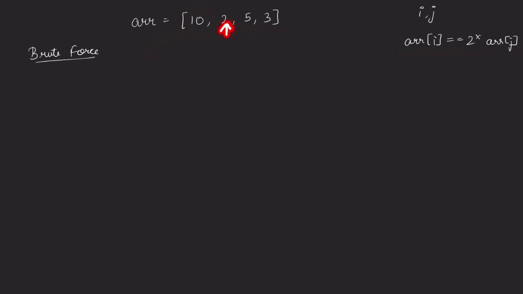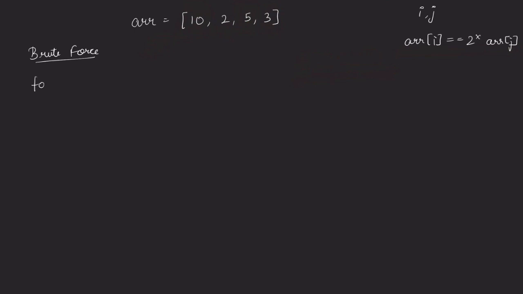Then you will fix 2 and you will compare 2 times 2 with 10, 5 and 3. Again, the condition won't be true. Then you will fix 5 and compare 5 times 2 with 10, 2 and 3. And you will see for this our condition will become true. 5 times 2 will be equal to 10. So in that case, you can return true, right? So basically, we are one by one fixing an element and comparing it with all the other elements.